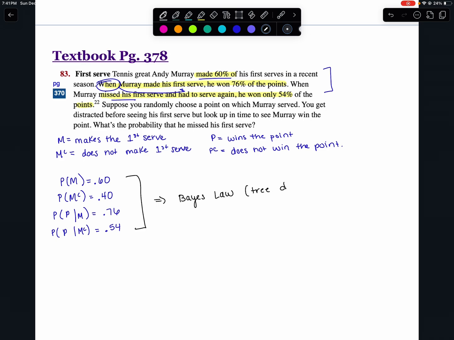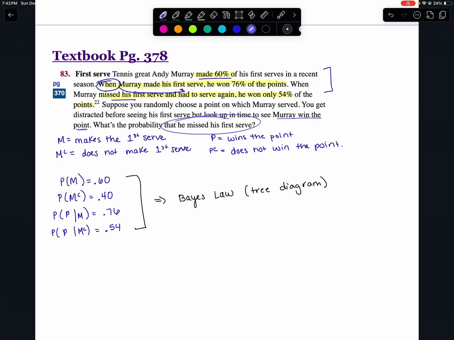The only way to go through and do a question like this is to make a tree diagram. You can't answer what they're asking just from logic and thinking on your own. All right, so what are they asking? It says, suppose you randomly choose a point on which Murray served. You get distracted before seeing his first serve, but you look up in time to see that he did win the point. What's the probability that he missed the first serve? That is a hidden conditional as well. What we do know is that he is going to get the point, okay? So we see that Murray did win the point.